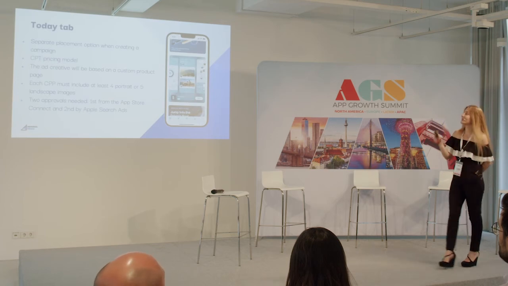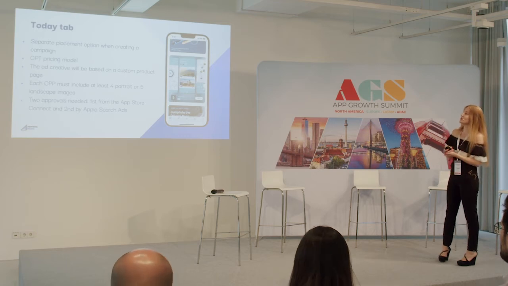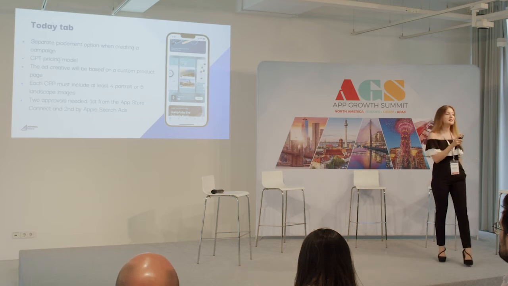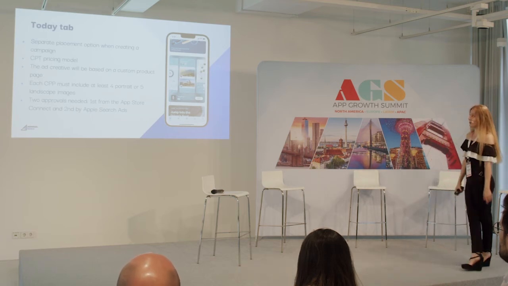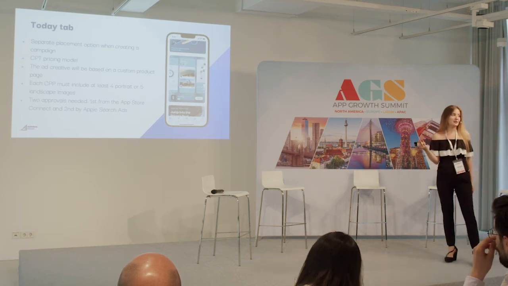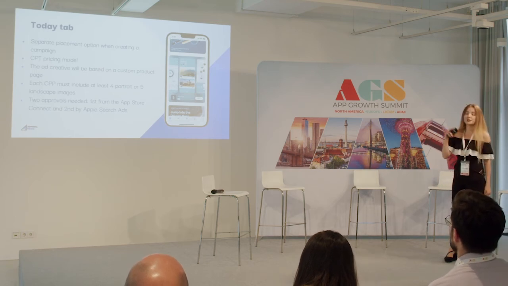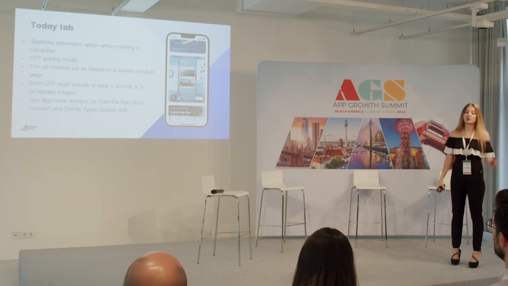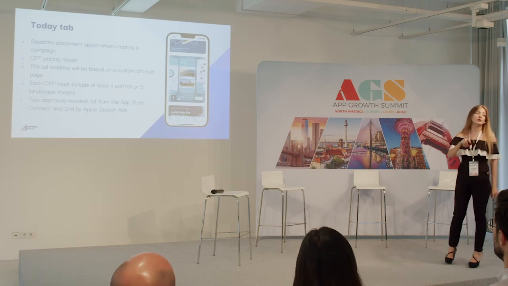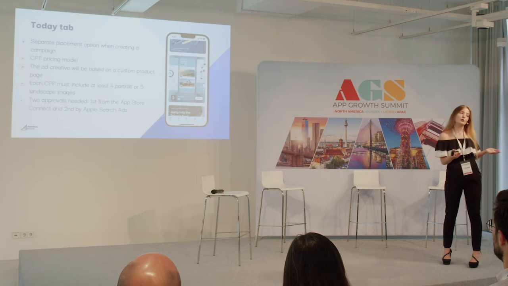The second one, the Today tab, is the one that I'm more excited about. It's, again, a separate placement option, again using the CPT pricing model, but it's going to have ad creatives, and these ad creatives are going to be based on custom product pages. Each custom product page should include at least 4 portrait or 5 landscape images. And the big difference here, compared to the custom product pages that we have now, is that you're going to need 2 approvals, not only from App Store Connect, but also from Apple Search Ads. So I'm not sure how exactly this is going to work, but I guess that we're going to find out soon.